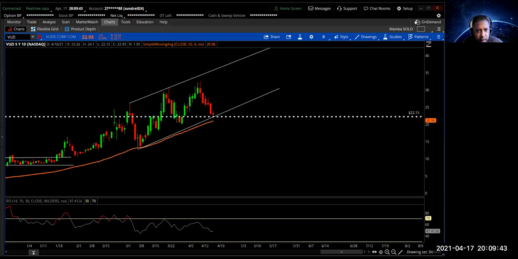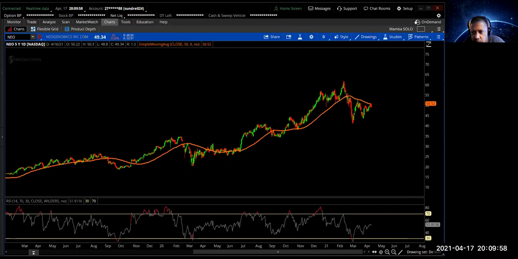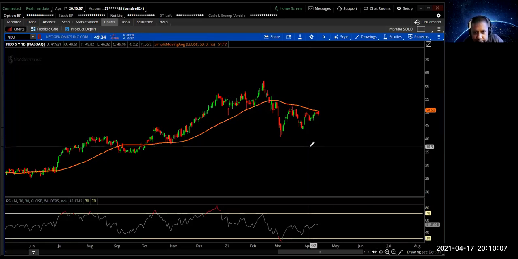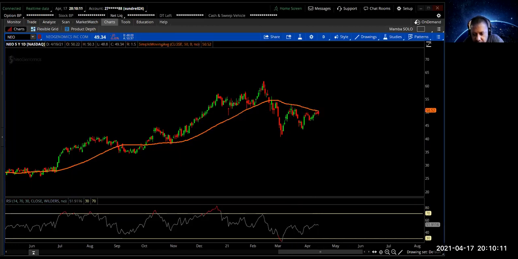So next one, let me pull up West, NEO, Neogenomics. All right, got a wedge pattern. It's setting up, man. It's falling below the 50, which is no big deal, as we zoom in.